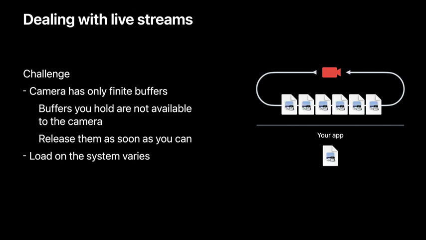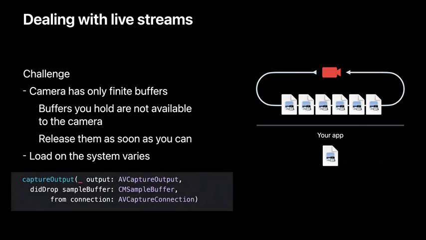Now you might think you know how long your algorithm takes and it's less than a frame duration, so we should all be good. But that's not always the case, because the load on the system can vary. For instance, you might get a notification in the background or some other network traffic has to happen, and your algorithm might take a bit longer. If you have difficulties keeping up with the frame rate, it really helps to use the captureOutput didDrop method to get a notification why the camera was not able to deliver a buffer to you.